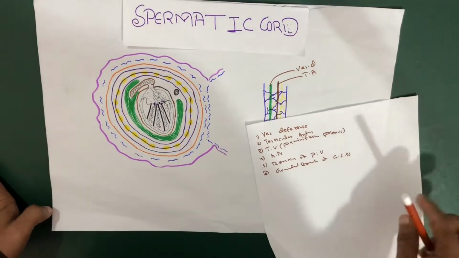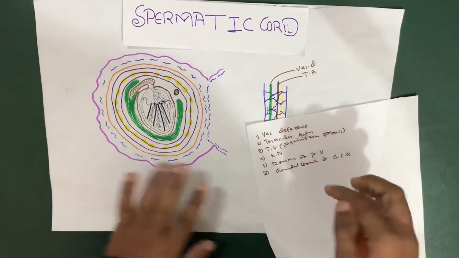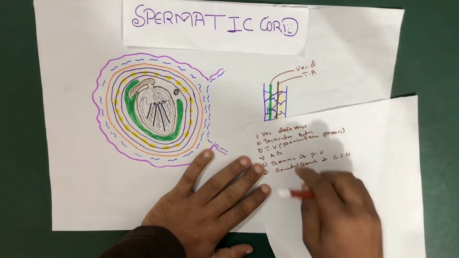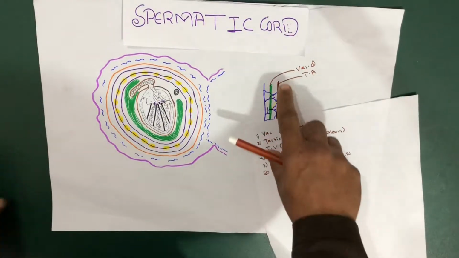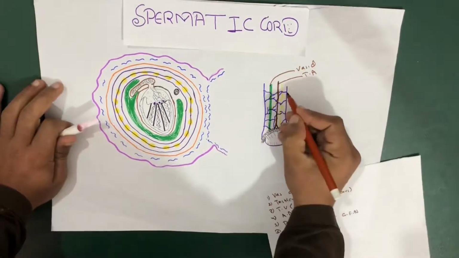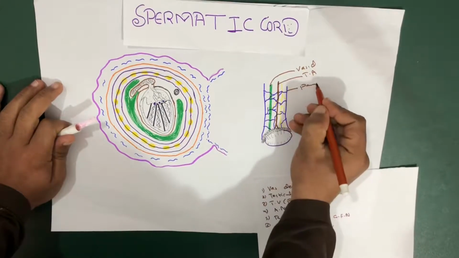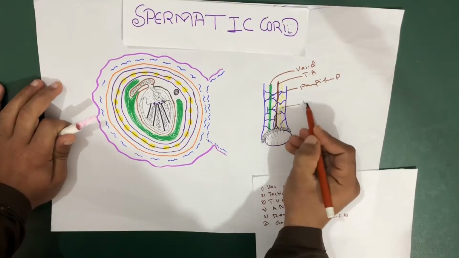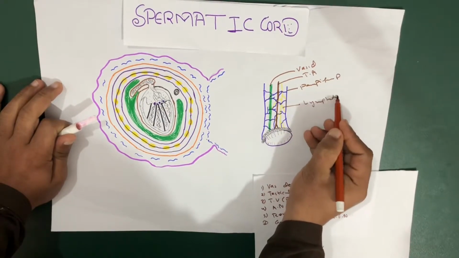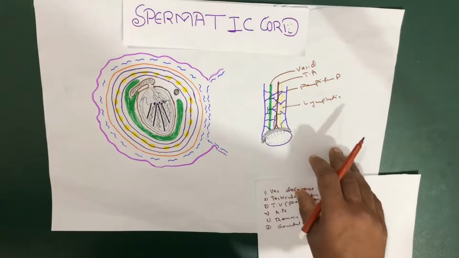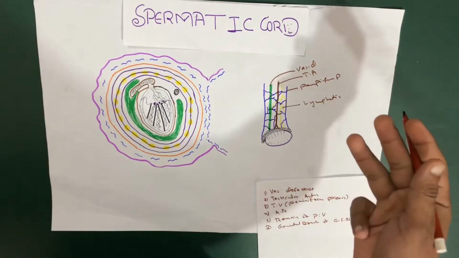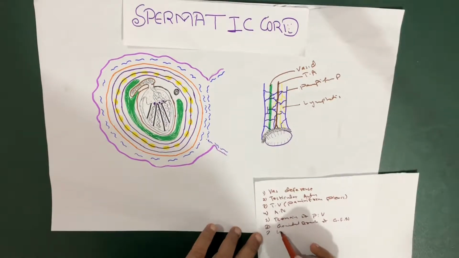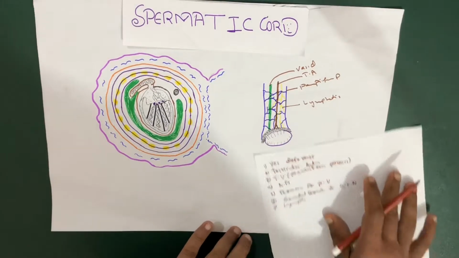Now let's talk about these structures a little bit and give their description. First, if we pick up the vas deferens, this is this structure. I haven't mentioned the pampiniform plexus. This is the pampiniform plexus. And these are the lymphatics. Remember, we also have lymphatics in this one. So there are mainly 1, 2, 3, 4, 5, 6, 7 structures, mainly 7 structures. I haven't mentioned the lymph here, so we have the lymph as well.